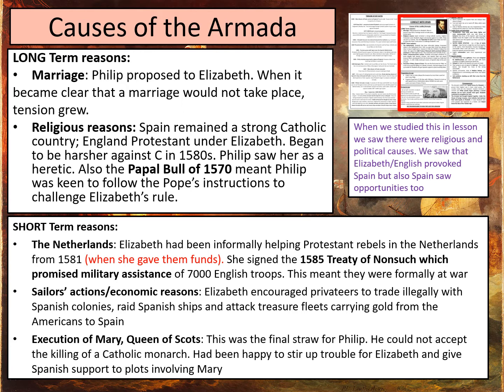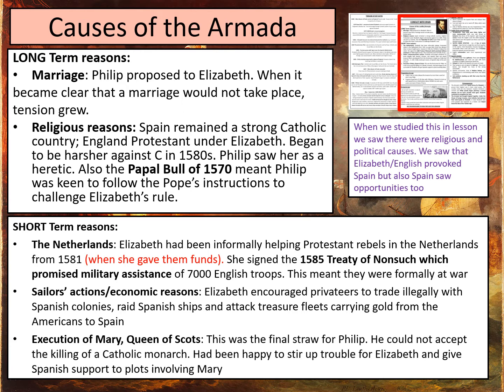Also, he took the papal bull quite seriously. That was in 1570. Again, that was in part 1 of this video. This was where the Pope had excommunicated Elizabeth, thrown her out of the church, and said that the Catholics in England and abroad should not obey her and should challenge her. She was not a true queen. So Philip was keen to follow those instructions to challenge Elizabeth's rule. So those are the long-term reasons, to do with Philip really feeling rejected and also wanting to come to the defence of the Catholic faith. There are also a number of short-term reasons, and some of these are linked to what we've already seen.